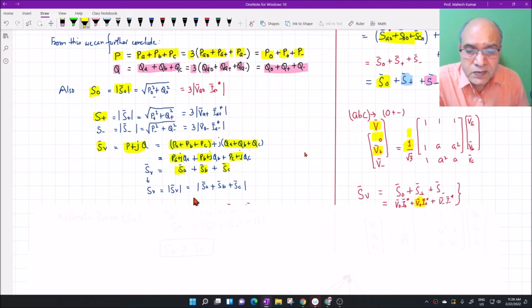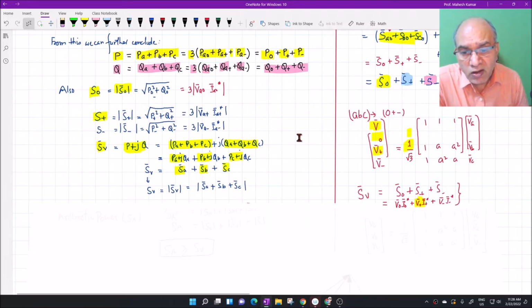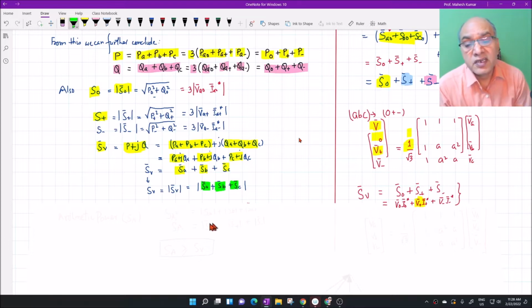The very interesting and important part of this discussion is why this is called vector power or geometric power and what its significance is. As I said, vector power is nothing but the mod of SB, which basically means the mod of SA, SB and SC. So first you add the A, B and C complex apparent powers, and then you take the mod of this.